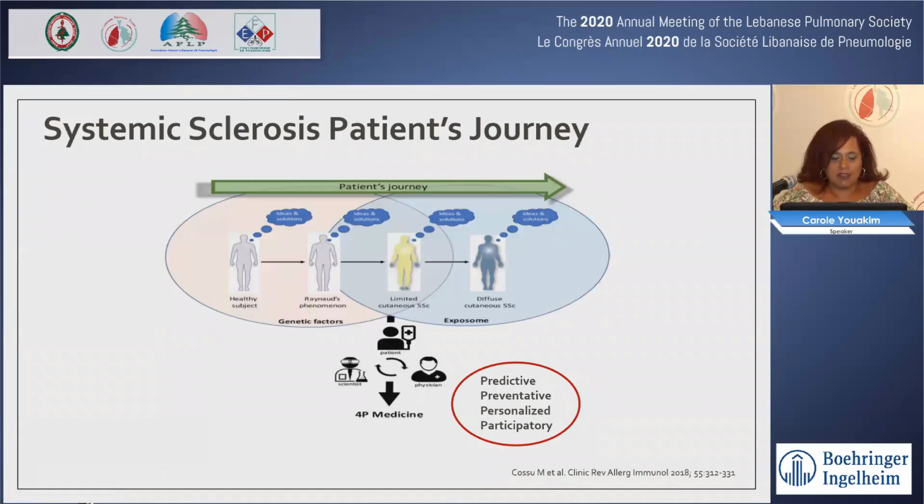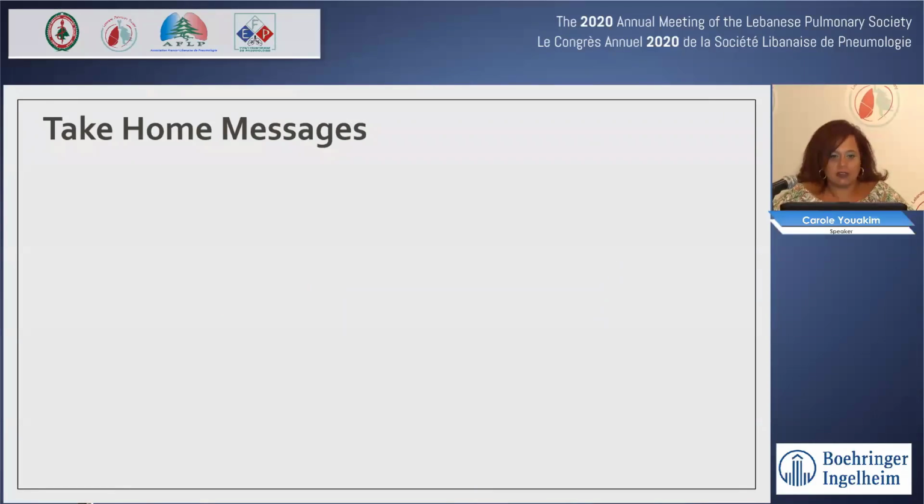Finally, systemic sclerosis is a highly complex disease. The journey of a patient with systemic sclerosis starts far before fibrosis becomes visible, and I think we should work all together, the physician, the patient, and the scientist, to achieve maybe one day the 4P medicine: predictive, preventive, personalized, participatory for our systemic sclerosis patients. With this, I will conclude with my take-home messages.